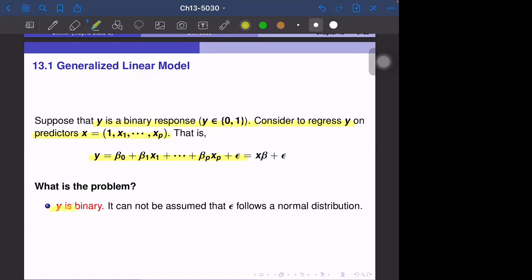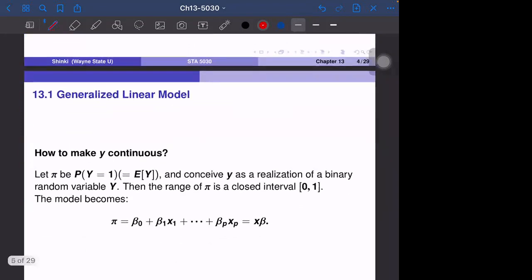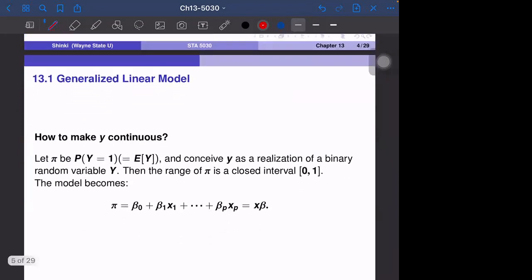The problem is that y is binary, so we cannot assume epsilon follows the normal distribution. y can take only 2 values, so once the fitted values are determined, epsilon can have only 2 values. Certainly, it's not normally distributed. For example, if this value is 0.8, then y is either 1 or 0, so epsilon is either 0.2 or negative 0.8. So it's a problem to fit the linear model. So how do we handle that?